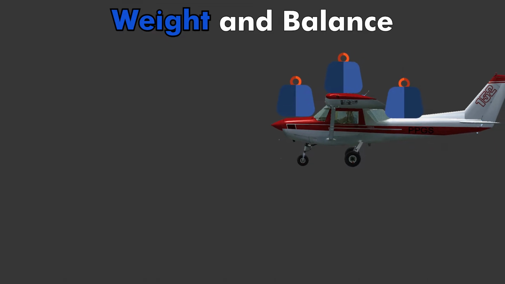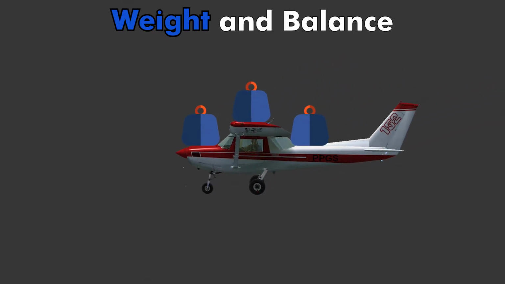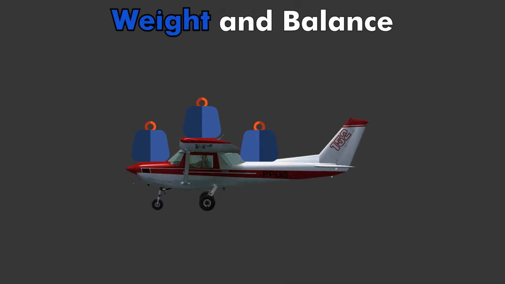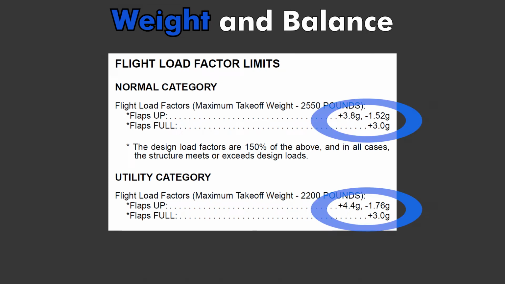The more weight in the airplane, the more lift we need to counteract the weight. If we have too much weight, we won't have enough lift. And the airplane is able to fly over weight, but remember those limitations of positive and negative G's in the POH. These will be exceeded in turns, in turbulence, and when you overstress the airplane.